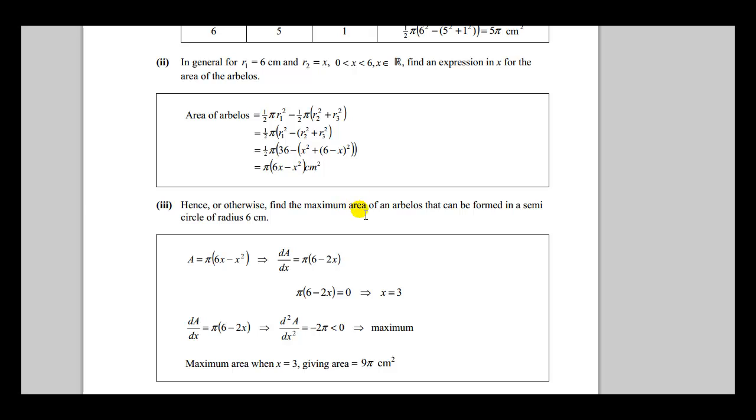Okay, and we want to find that maximum area. Well, we plug x equals 3 back into this expression here to find out what the corresponding A is. If we plug 3 in, we get pi times 18 minus 9. That's pi times 9, or 9 pi centimeters squared.